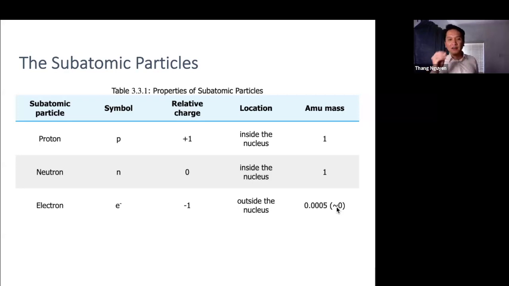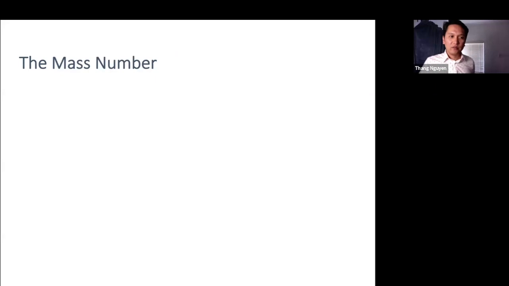So the mass of the atom comes from what? You just have to add up the number of protons and the number of neutrons, right? So if you have 1 proton and 1 neutron, your mass is 2 AMUs, right? So that's where the mass number comes from. So every atom will have a mass number, which is basically its mass.